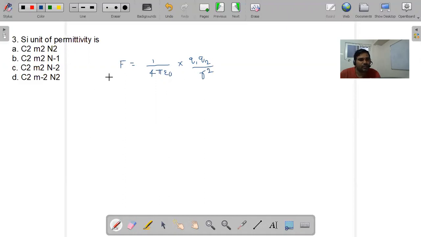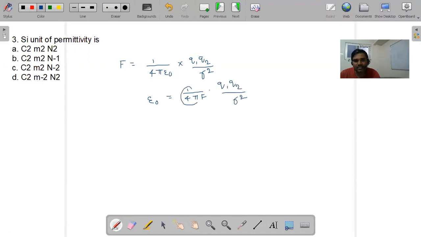Now here you want to know the unit of this permittivity epsilon naught. So what we will do, we will bring this epsilon naught here, F you bring it down. So epsilon naught equal to 1 by 4 pi F into q1 q2 by r square.